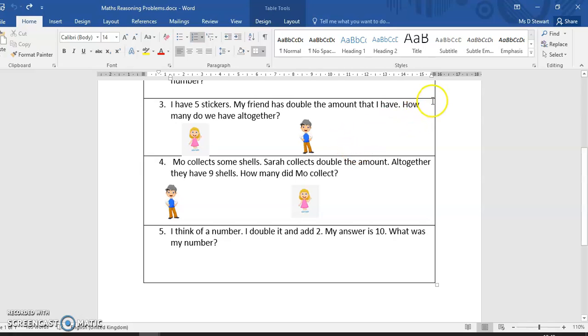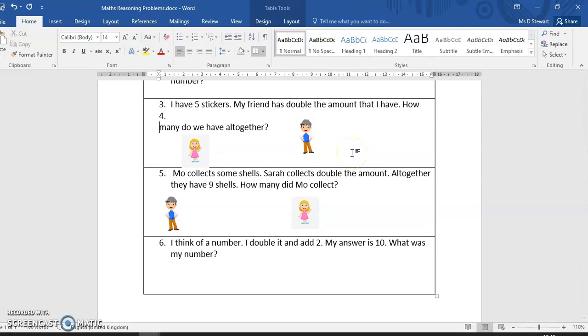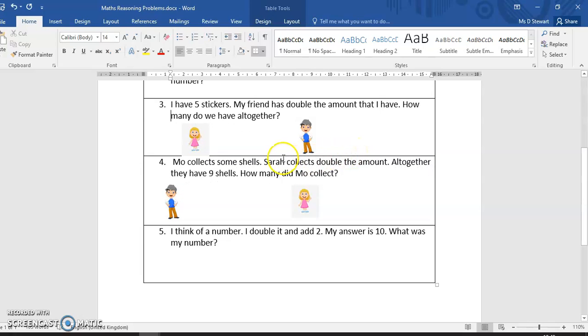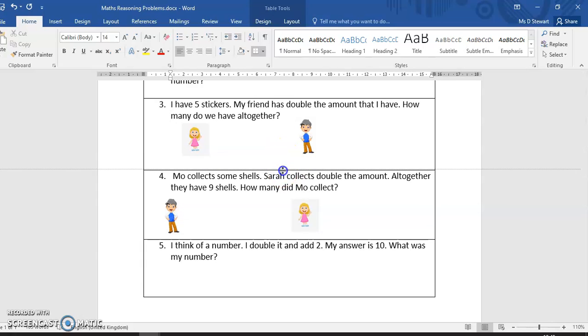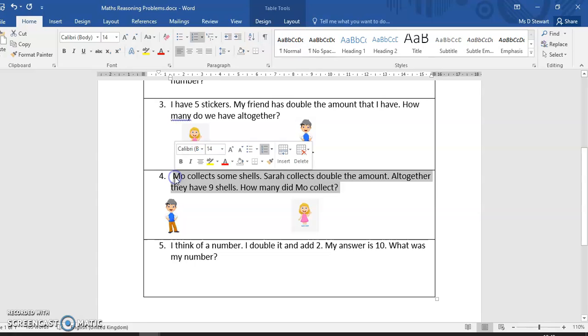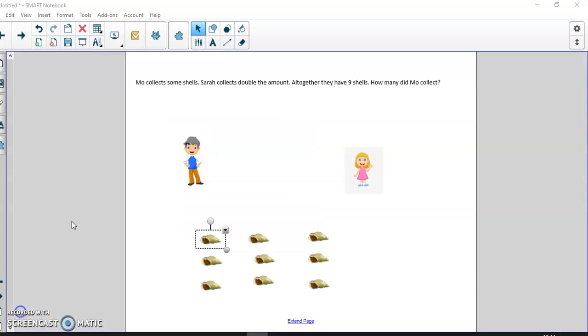Right, the next one is similar. Let's have a look at how we might solve this one. Let's make sure those people aren't off the page. There we go. Mo collects some shells. Sarah collects double the amount. Altogether they have 9. How many did Mo collect? Let's put this into the whiteboard software to have a look.